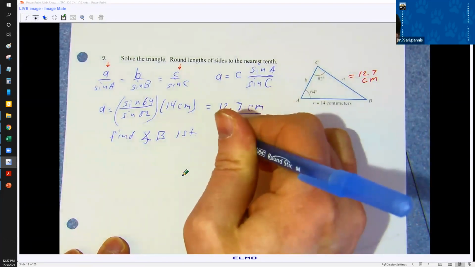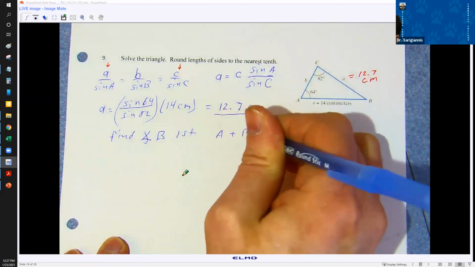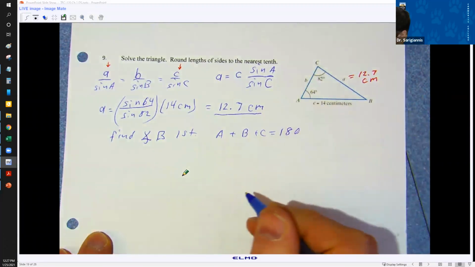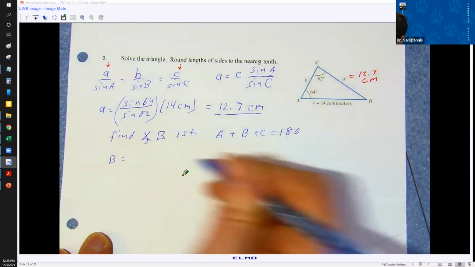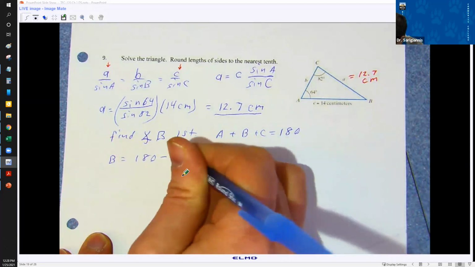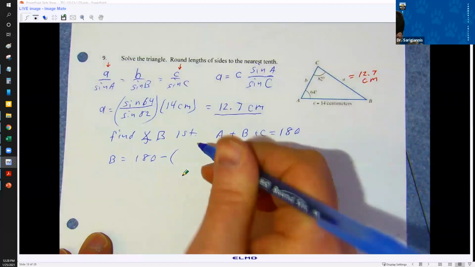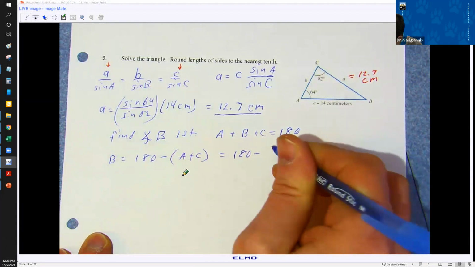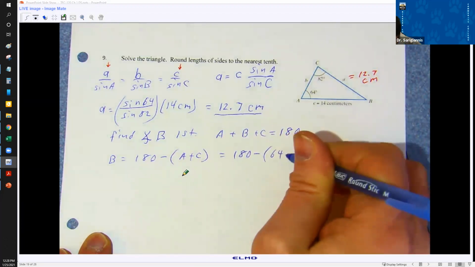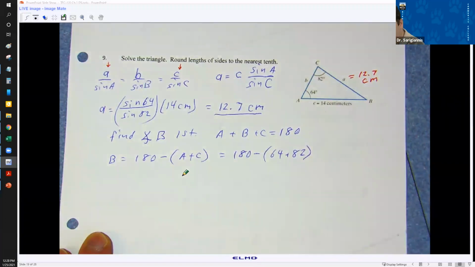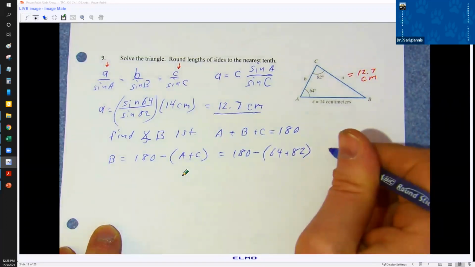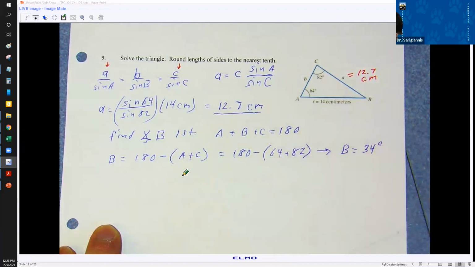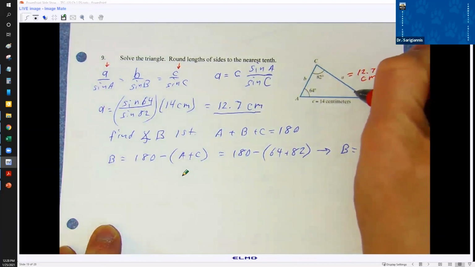So we're going to have, obviously, A plus B plus C equals 180, right? So B is just going to be 180 minus, what do we got? A plus C, which is 180 minus 64 plus 82. And this gives you an angle of 34 degrees. So we can write that in there if we want.